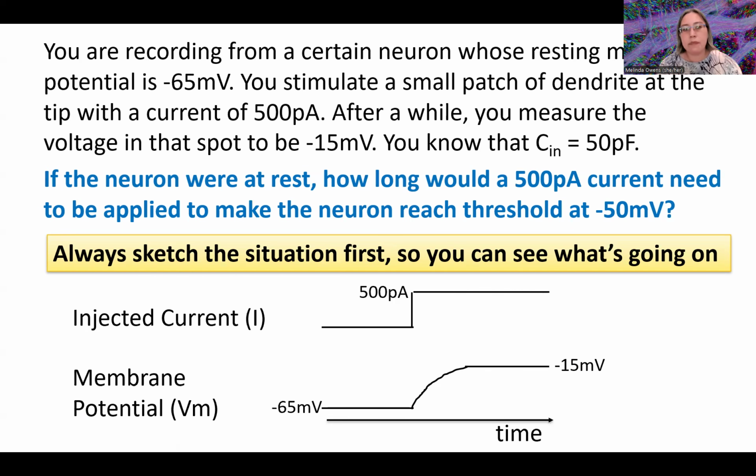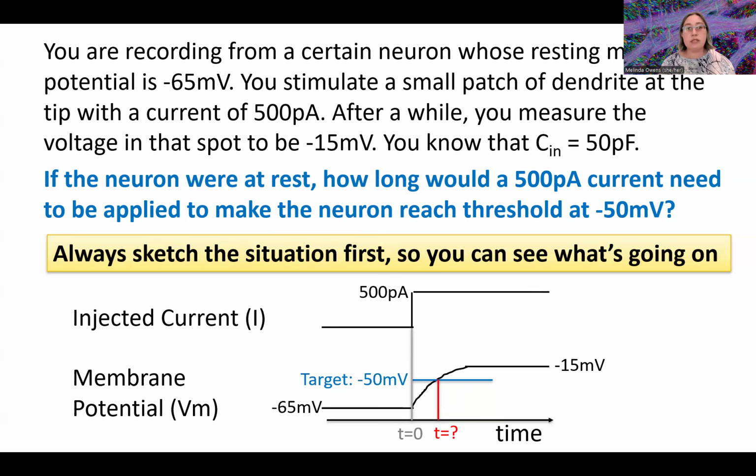What about the question? It says, how long would it need to be applied? So we're looking for some sort of t, right? That's what we're looking for to make the neuron reach threshold at negative 50 millivolts. Don't worry about the word threshold. Just pretend that isn't there. Let's just think about how long it would need to be applied for the voltage to be negative 50. Where's negative 50? If that's 0, negative 50 is about there, right? And so that's kind of our target. So we're wondering how long it will take, if you apply it here, for the voltage to go from negative 65 to negative 50. Okay, now we have our sketch.